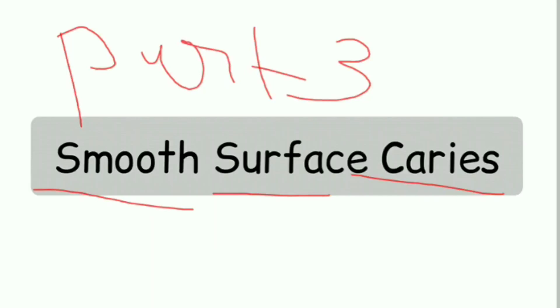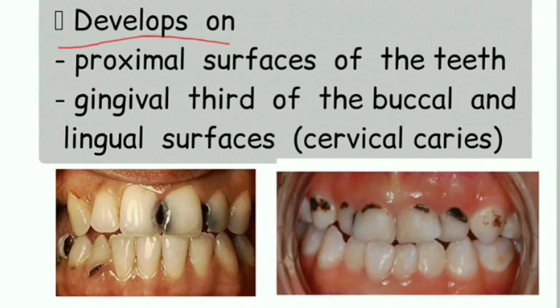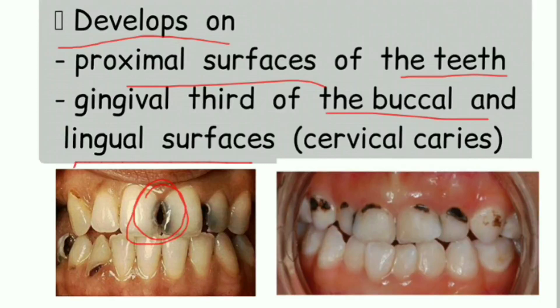So let's start then. First is the clinical feature. It develops on proximal surfaces of the teeth. You can see in this picture it is developed on the proximal surface of the teeth, and also the gingival third of the buccal and the lingual surface. You can see this is the gingival third. It is called cervical caries. So this cervical caries is another type of caries. It is nothing but a part of the smooth surface caries.